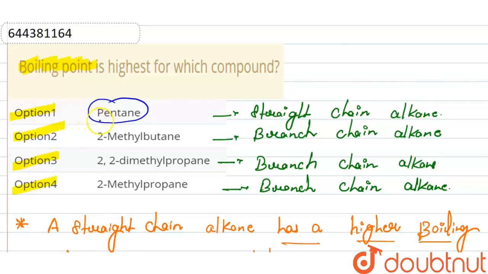So from the question, pentane is the correct answer, because it is a straight chain alkane, and it also has the more number of carbon atoms, so it will have the highest boiling point among all the compounds. So option number one is the correct answer.